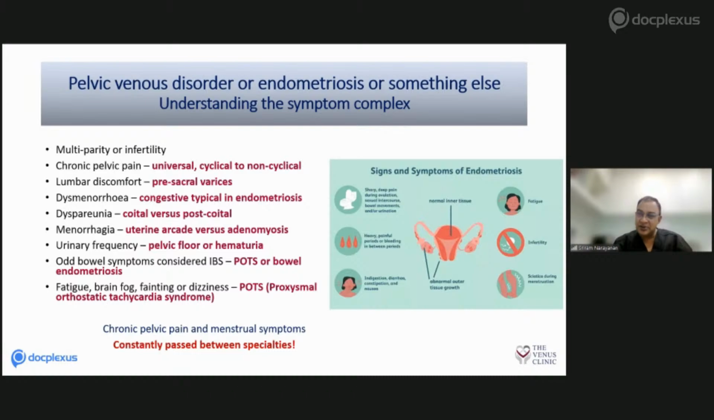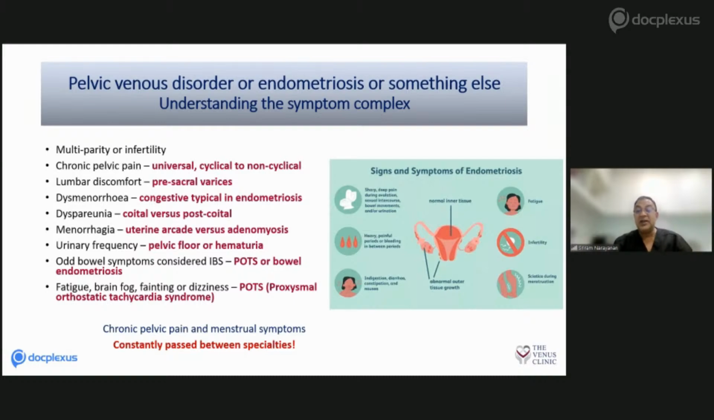Then you can get odd bowel symptoms. In pelvic venous disorders, it is usually associated with POTS, a condition called postural orthostatic tachycardia syndrome. I will come to that. Or of course, bowel symptoms can occur in women with endometriosis because there are endometriotic deposits on the bowel itself. And then you have a strange symptom complex, which I will come to, with POTS, which is some fatigue, some brain fog or confusion, and some fainting and dizziness, especially on change in posture. This is not typical of endometriosis unless the pain is so severe that it leads to fainting or dizziness from the pain. It is far more typical of a pelvic venous disorder.